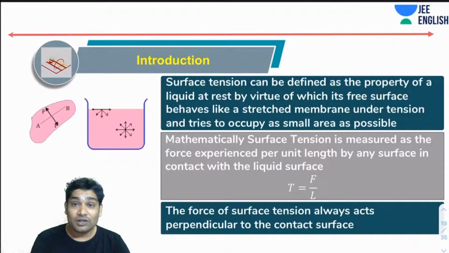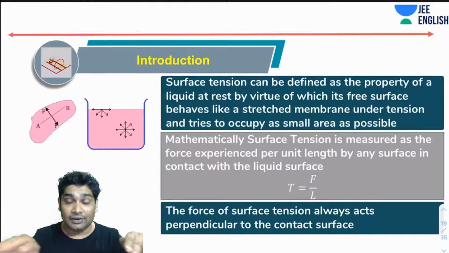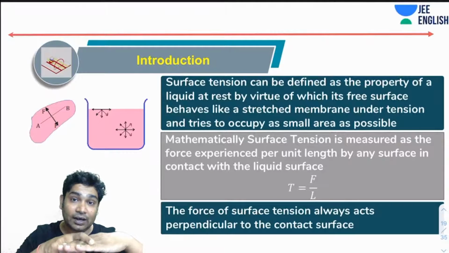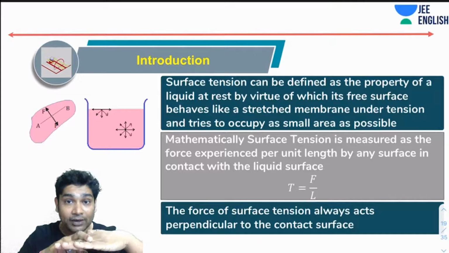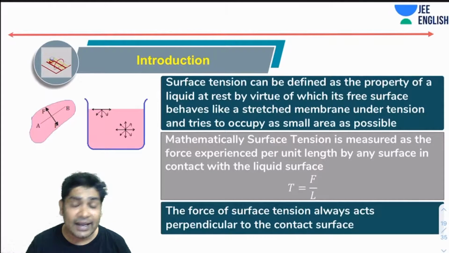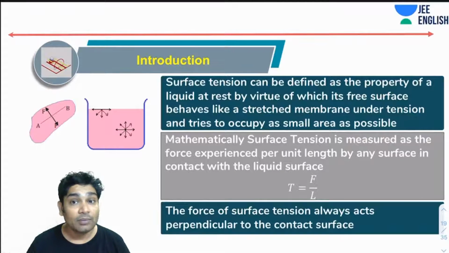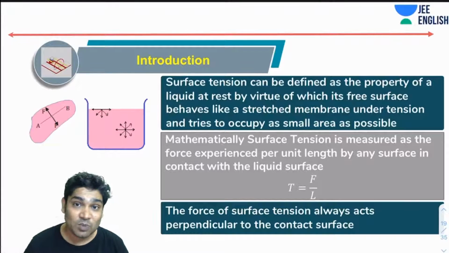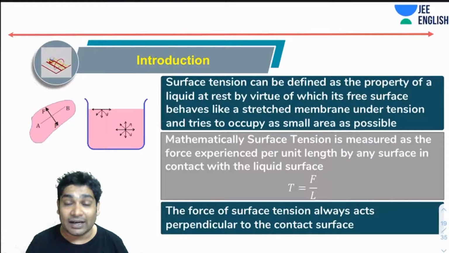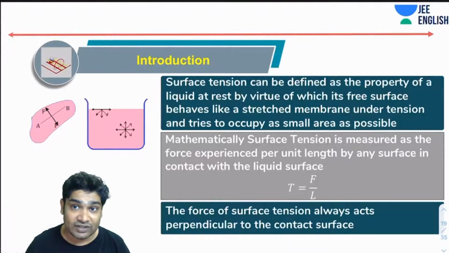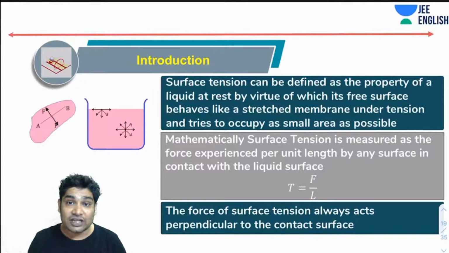Okay. So experiments show that you can place a needle and it tends to stay on the surface of any liquid. That should not be possible. Why is that possible? Because the density of the needle is higher than the density of the water. But you can still place small pins and they will float on water. So what is causing that? Experiments show that the free surface, the surface which is open to air, behaves like a stretched membrane.